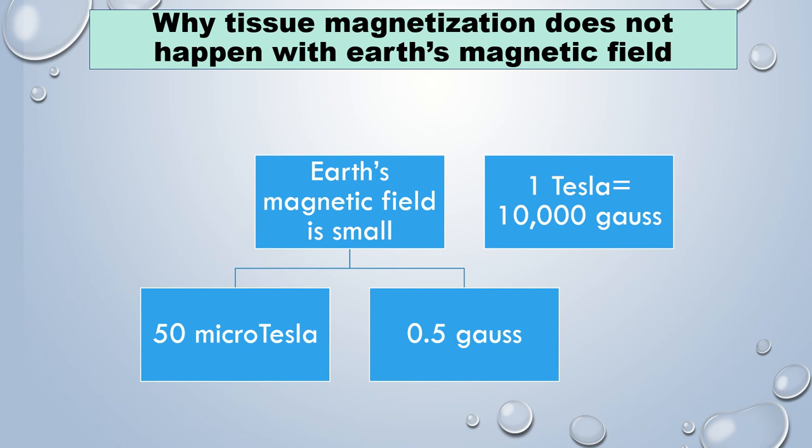The question is why tissue magnetization does not happen with the Earth's magnetic field, and the answer is because the Earth's magnetic field is very small. It's 0.5 Gauss or 50 micro Tesla, and 1 Tesla is equal to 10,000 Gauss.